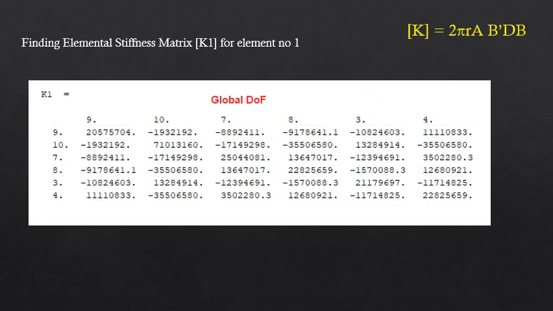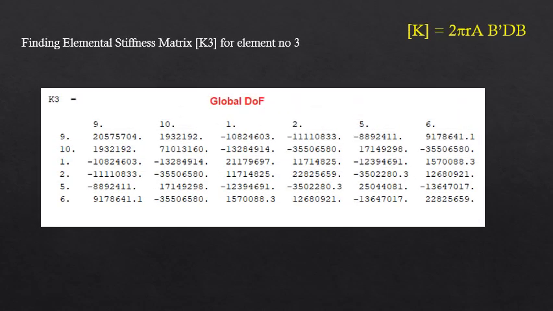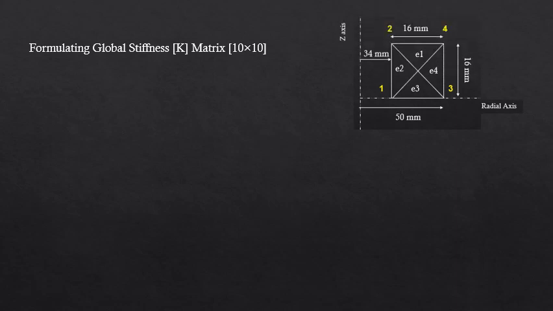Here, stiffness matrix, K1 matrix for element 1 is calculated. Here, stiffness matrix, K2 matrix for element 2 is calculated. Here, stiffness matrix, K3 matrix for element 3 is calculated. Here, stiffness matrix, K4 matrix for element 4 is calculated. For complete section, global stiffness matrix is 10 by 10 matrix.